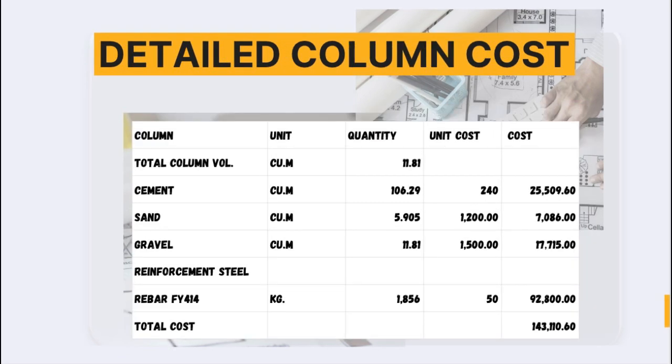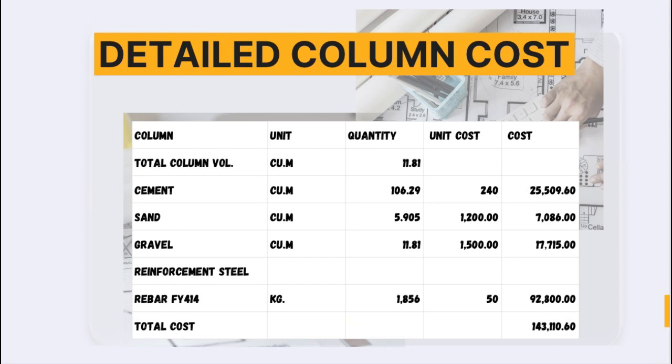For the column, beam and slab, we did the same procedure of estimating the total cost of material as the footing. The only difference is the allowance factor used. In footing, we used a 10% allowance factor. But in column, beam and slab, we used a 5% allowance factor.